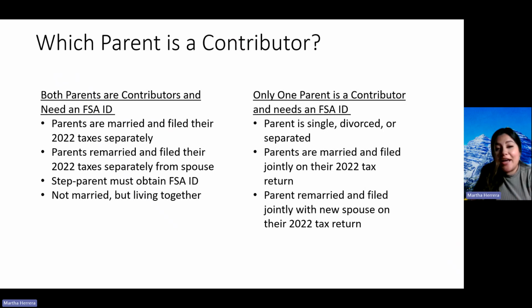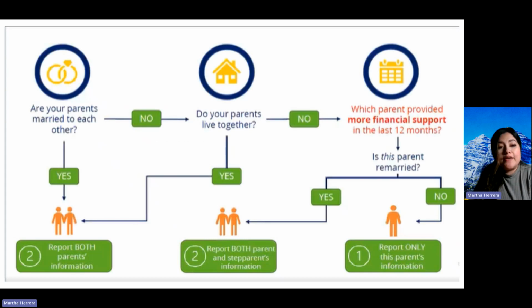I know it's kind of confusing, but in the next slide, I'm going to show you a picture that can help you visualize and show you who will be required to provide information on the FAFSA form. So students are going to get questions asked, such as, are your parents married to each other? If the answer is yes, then both parents' information is required. If the student says no, the parents are not married to each other, but they do live together, then both parents' information is required.